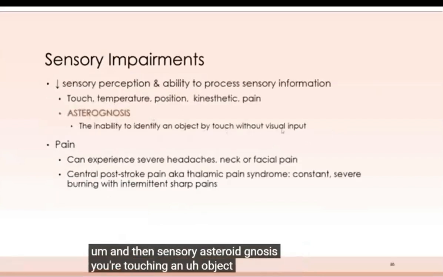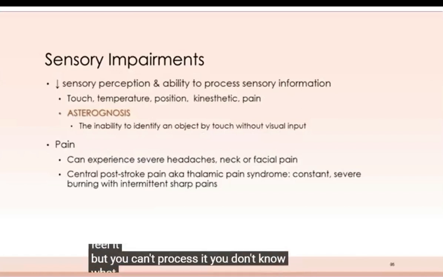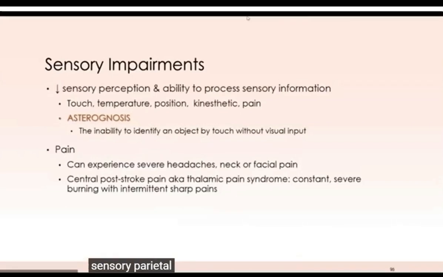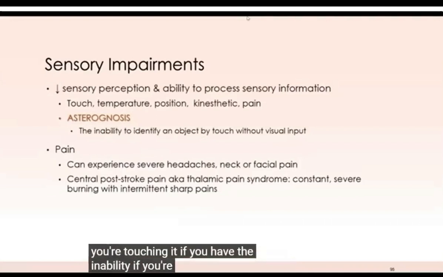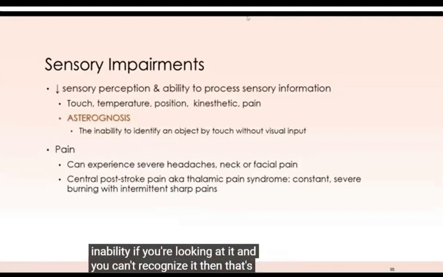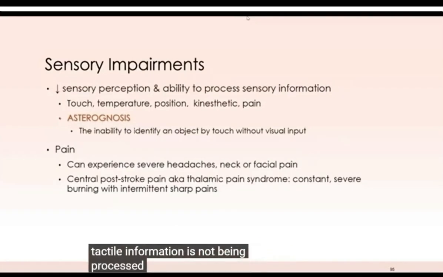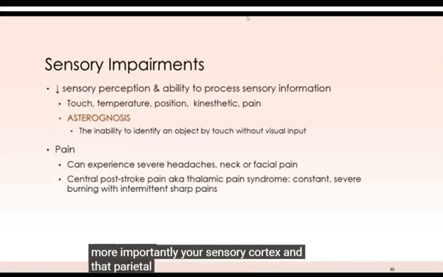And then sensory, astereognosis. You're touching an object without visually seeing it, and you don't know what it is. You're holding a baseball or an apple, and you feel it, but you can't process it, and you don't know what it is. So where would that issue be in the brain? What lobe? Sensory, parietal. Very good. Sensory parietal, because you're touching it. If you're looking at it and you can't recognize it, then that's occipital. If your tactile information is not being processed, that's your parietal, more importantly your sensory cortex in that parietal lobe, right behind the central sulcus.